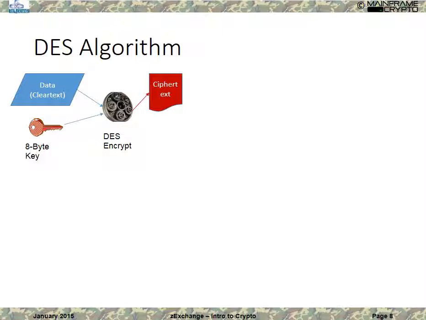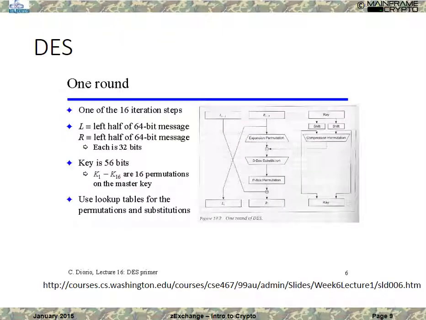Now, what DES does is it will take an 8-byte key value and apply that to an 8-byte message to protect the data. And we'll see on the next slide that what goes on in that algorithm is fairly complex, but very simply, you're applying an 8-byte key to an 8-byte block of data to create some ciphertext. So let's look at slide 9.